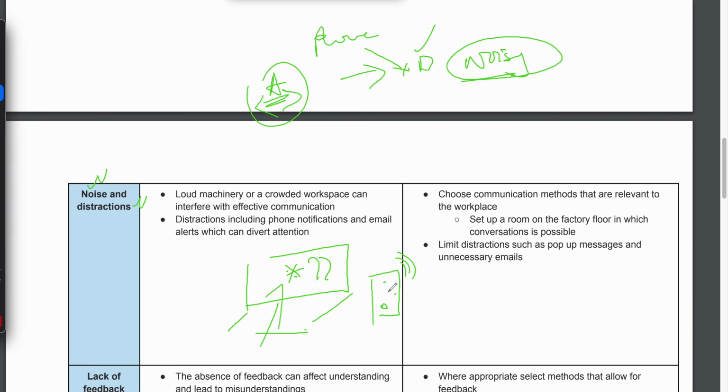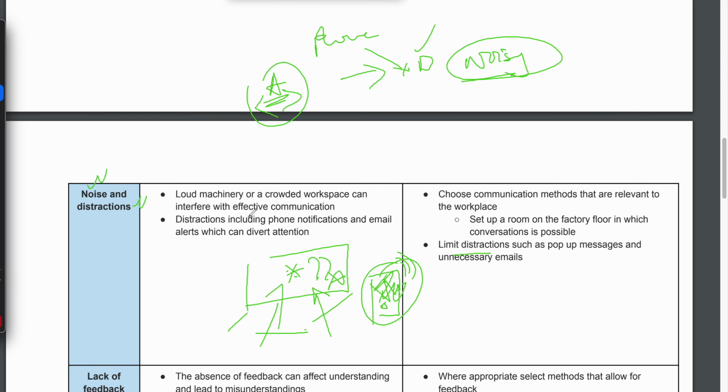So at the end of the day, distractions are another reason why communication might not be effective. So what can we do with distractions? We limit distractions such as pop-up messages and even unnecessary emails. If you're in a lesson over the computer, you switch off or put the phone on silent mode so that you can pay full attention to the video. Once that is done, you attend to this. That's how we can minimize distractions.